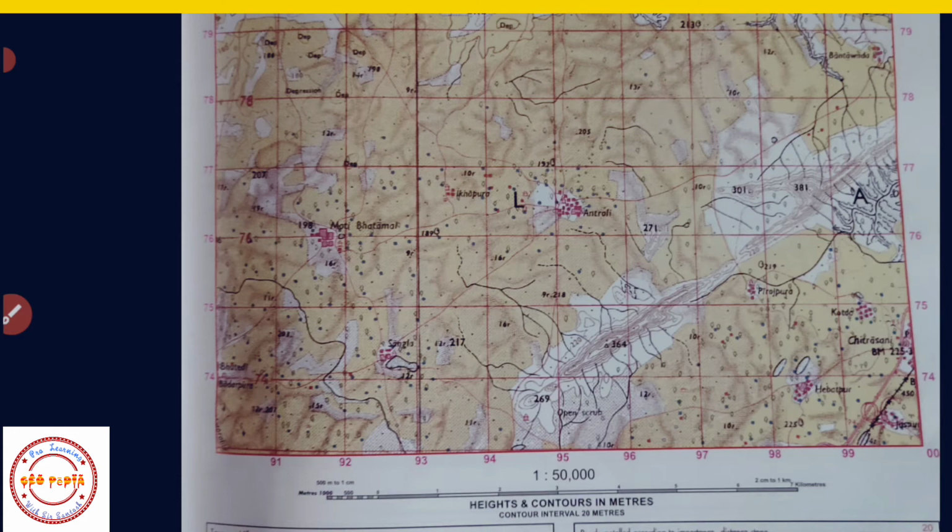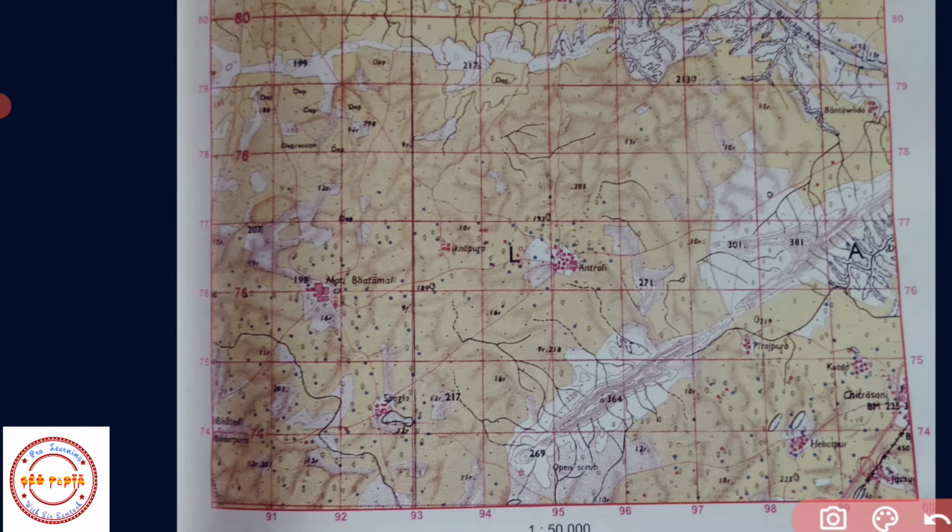Okay, so it has two names, one is grid, another is grid reference. Now students, let us see reading the grid reference. When we are reading a grid reference or grid, it will always start from the southwest corner. Southwest corner means this corner here. From this corner we will start to read the grid or grid reference.